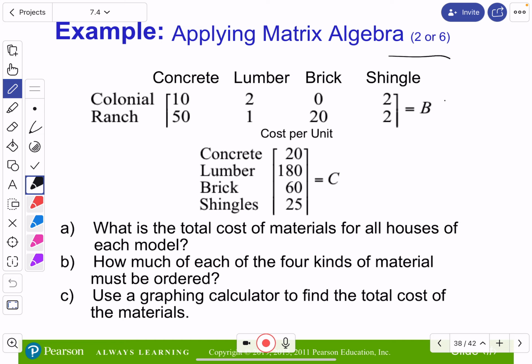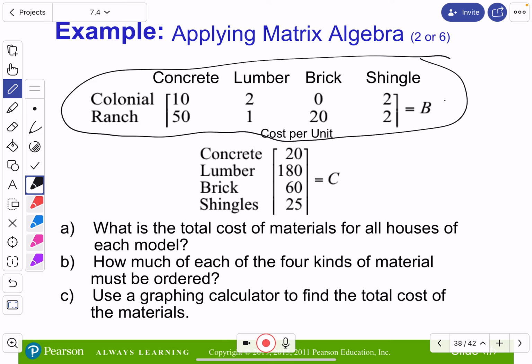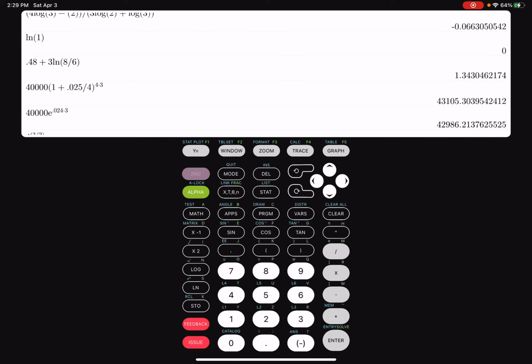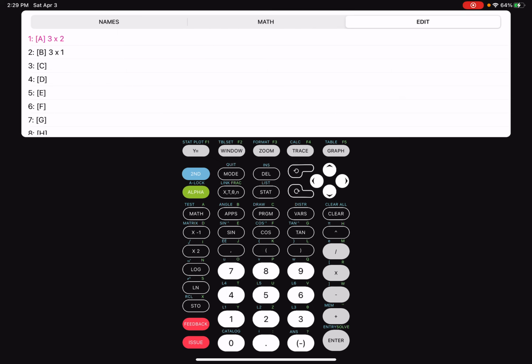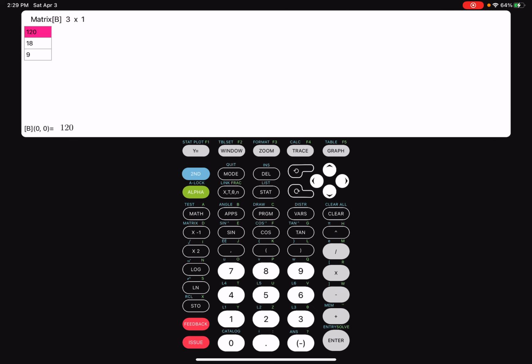Matrix B is the number of units you need for each thing to build the houses. So to build a colonial, you need the top row of units. To build a ranch, you need the other. So we're going to put that in matrix B as a 2 by 4. So second matrix, edit B is a 2 by 4. So 10, 2, 0, 2, 50, 1, 20, 2.